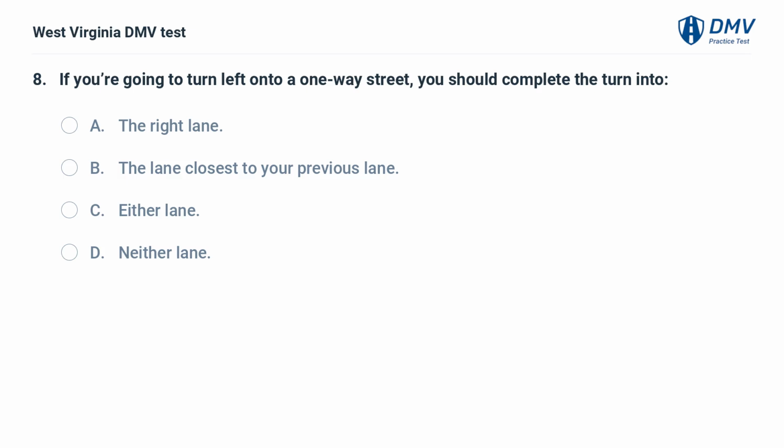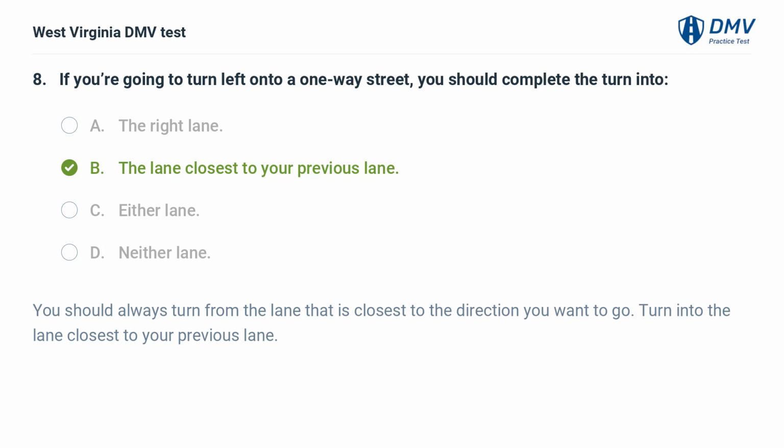If you're going to turn left onto a one-way street, you should complete the turn into A. the right lane, B. the lane closest to your previous lane, C. either lane, D. neither lane. B. the lane closest to your previous lane.